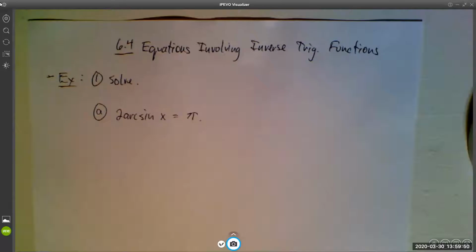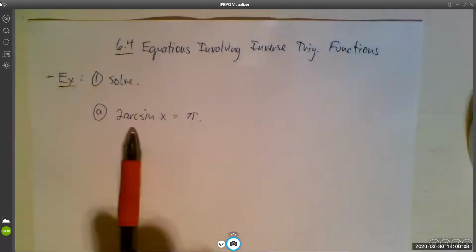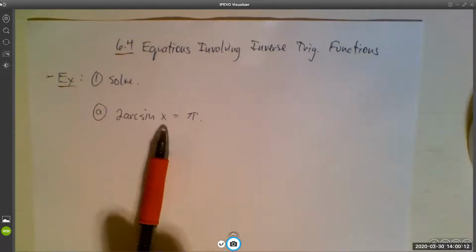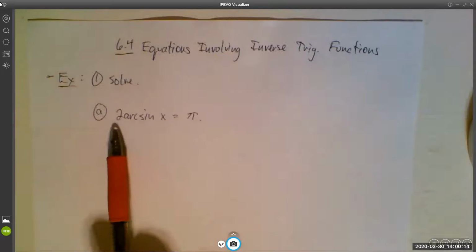So if you're seeing something like in this first example, 2 arc sine x equals pi, well, arc sine x is the same thing as sine inverse of x, and if we want to undo sine inverse, we should just take sine of both sides. Now, part of the problem is that before you can do that, you need to have the inverse trig function solved for first. So in this case, we need to get rid of that 2.